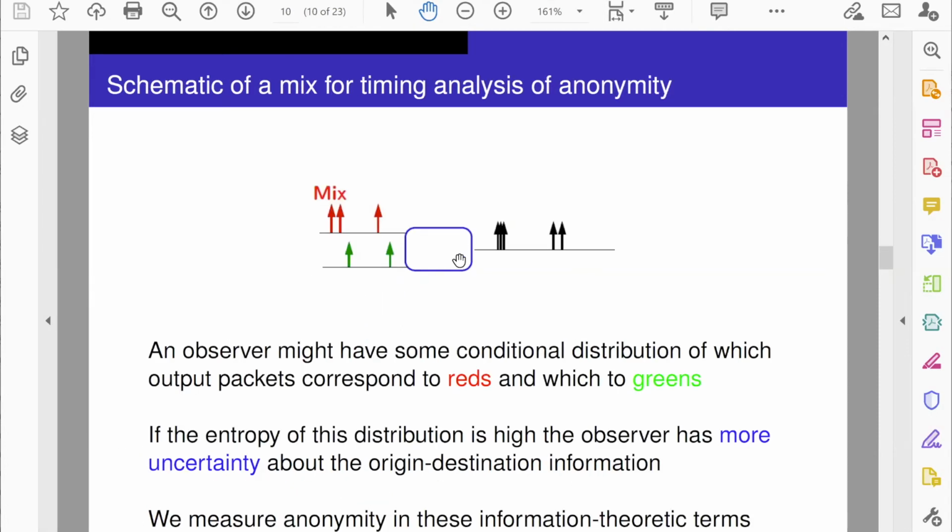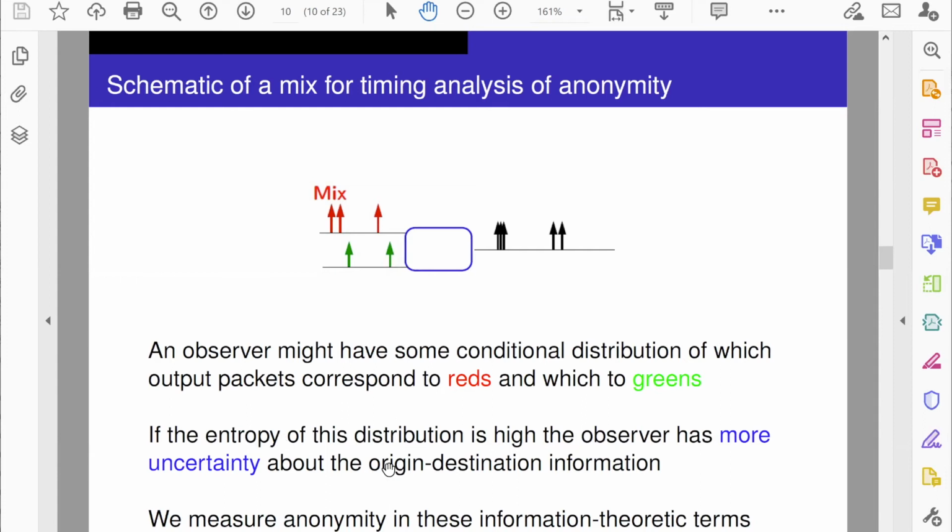Let's say that there's a node here which is a mix node, or it might be just a schematic for a much bigger system. There are two flows coming in: red packets coming from, say, Alice, and green packets coming from Bob. And then this mix delays these packets and mixes them up. So an observer just sees a bunch of packets going out, which are here black packets. Now the observer's got to figure out which of these correspond to the red guys and which correspond to the green guys, because these are going to go to some destinations, and that will give you some idea of who's talking to who.